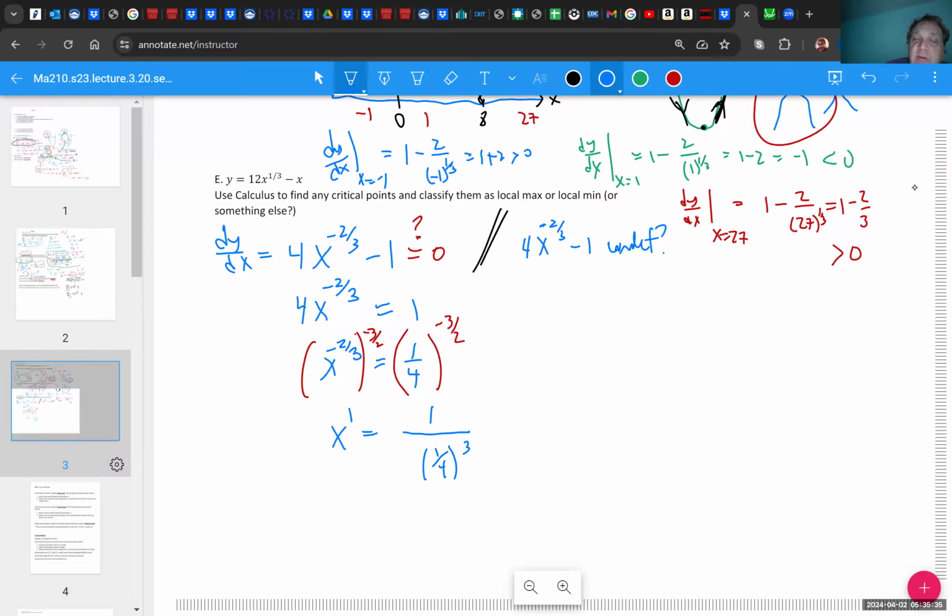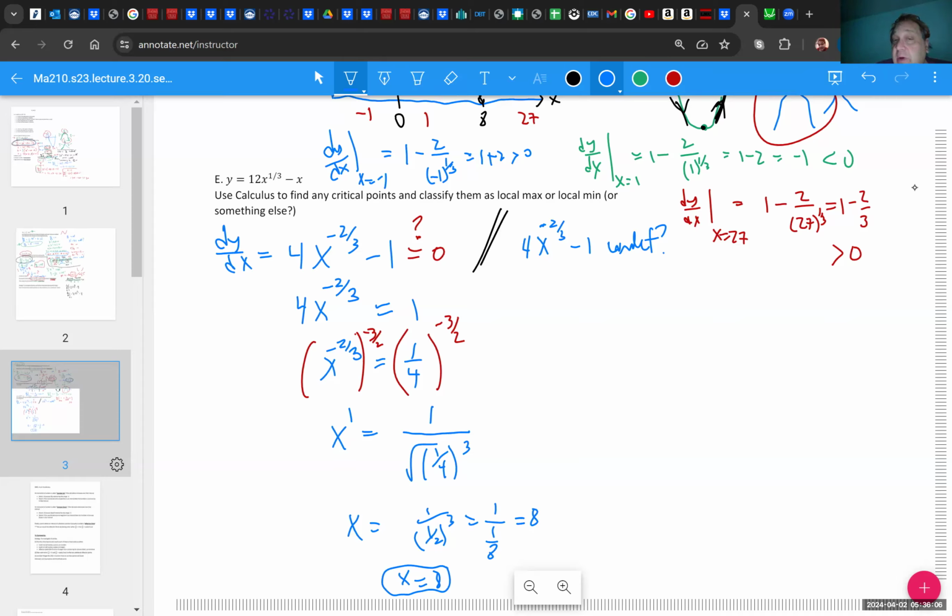And then the divided by 2 is square rooted. You could do this on a calculator, but I'm trying to help people remember some of their basic skills with fractional exponents. So the square root of 1/4 is just 1/2. So this is 1 over 1/2 cubed. 1/2 cubed is 1/8. So it's 1 over 1/8, which is equal to 8. So x equals 8 is one of our critical points. It's what we got when we had the derivative equaling 0.